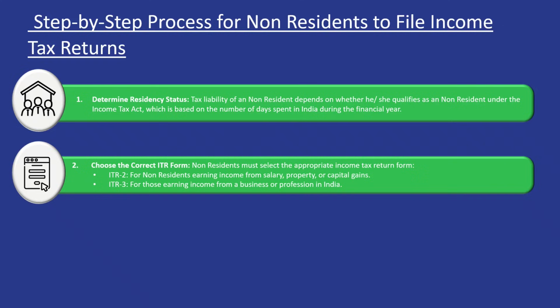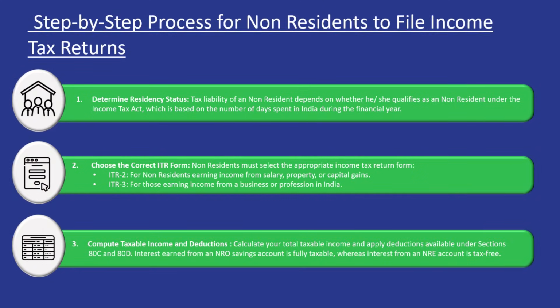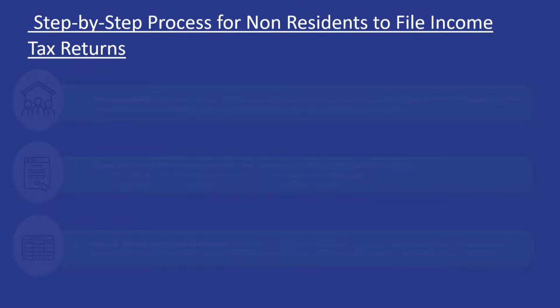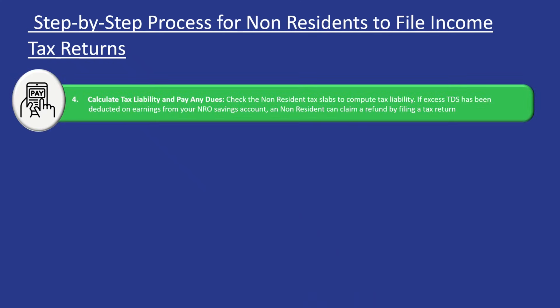After determining the applicable income tax return, the non-resident is required to compute the taxable income and also to calculate the deductions available under Section 80C and 80D. Please note, interest earned from an NRO savings account is fully taxable, whereas interest from an NRE account is tax-free. The non-resident can thereafter calculate the tax liability, and in case any taxes are liable to be paid, the non-resident is required to pay the taxes. However, if excess TDS has been deducted, the non-resident can also claim a refund by filing a tax return.